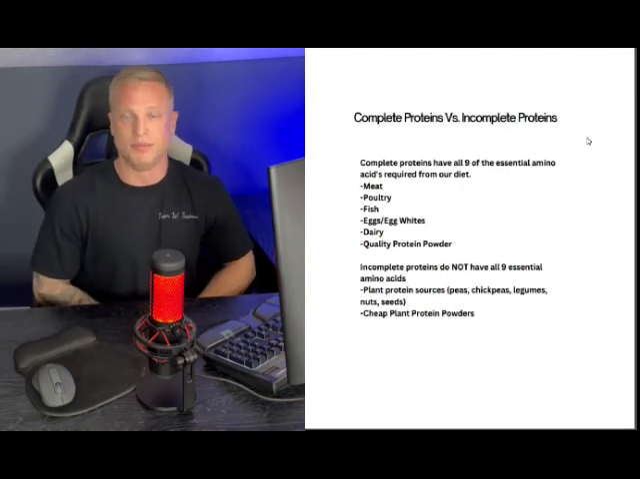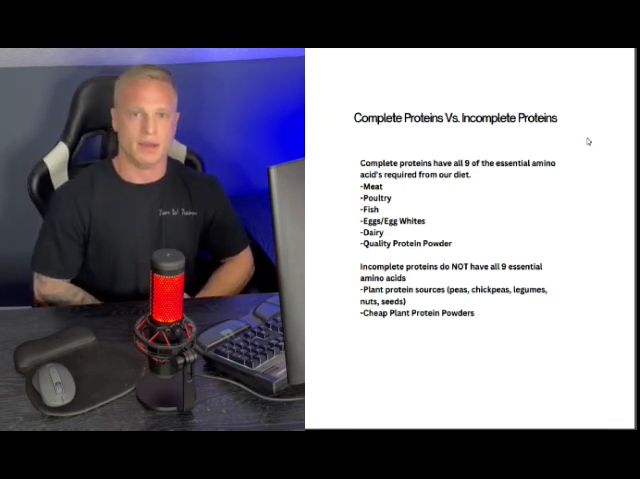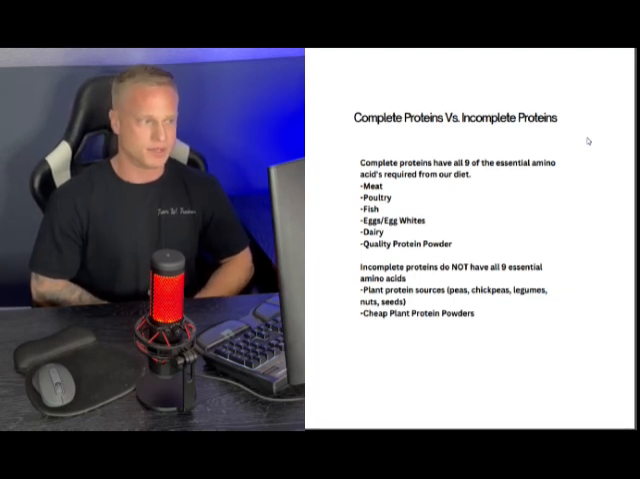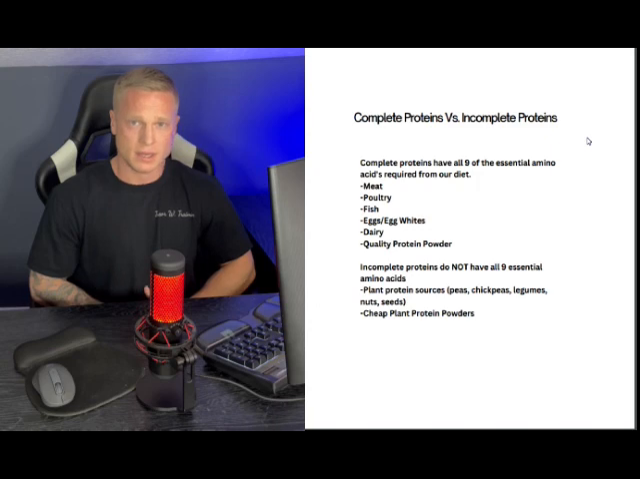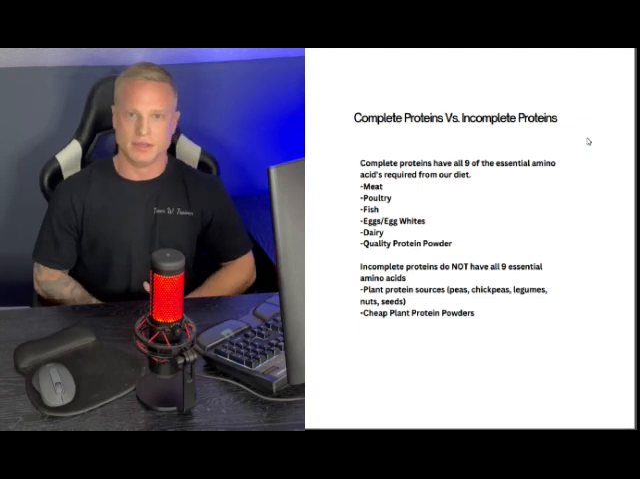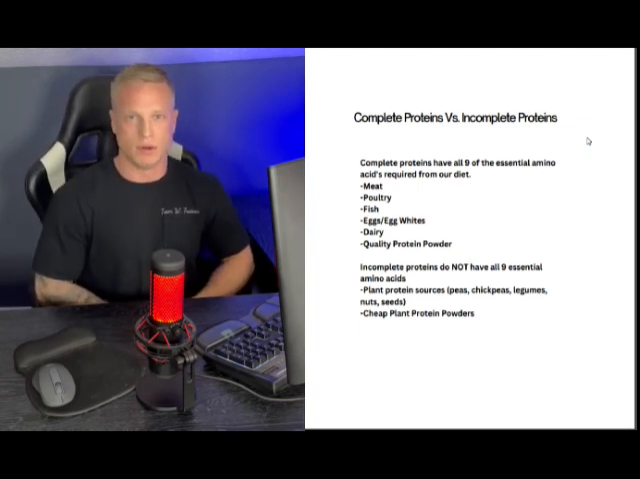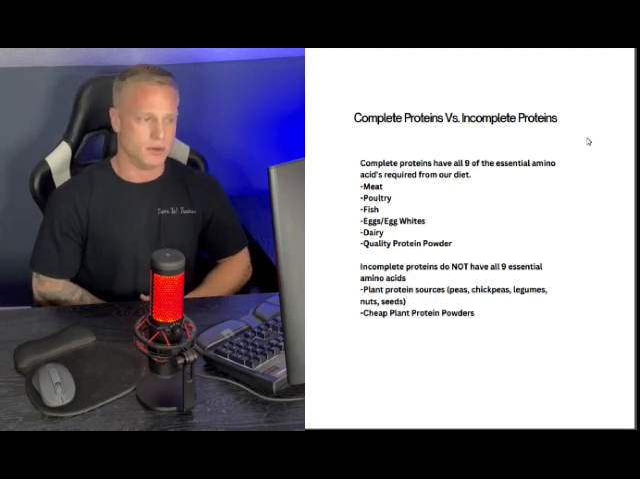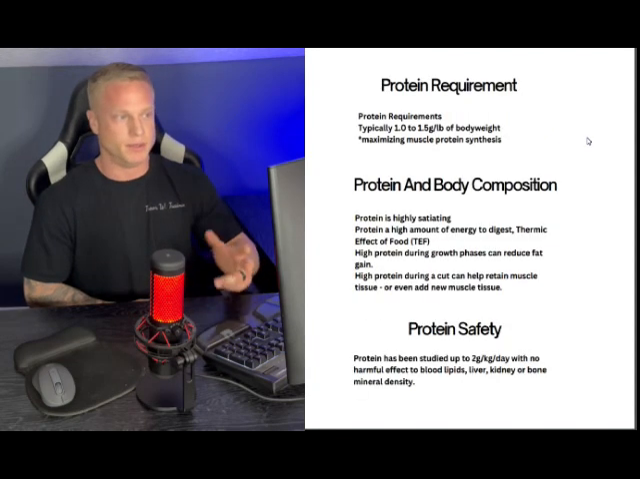That leads us into complete versus incomplete protein sources. We said earlier in the lecture that there are 9 essential amino acids. That means those 9 must come from our diet. A complete protein source includes all 9 of the essential amino acids. Some examples of this are meat, poultry, fish, eggs, dairy, etc. Incomplete proteins, like plants, don't have all 9 essential amino acids, so you have to vary your intake across these sources to make sure you're getting all of your essential amino acids. Also, be wary of cheap plant protein powders. A lot of them don't have all 9 essential amino acids.